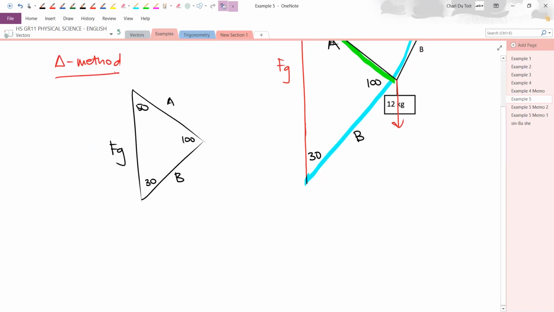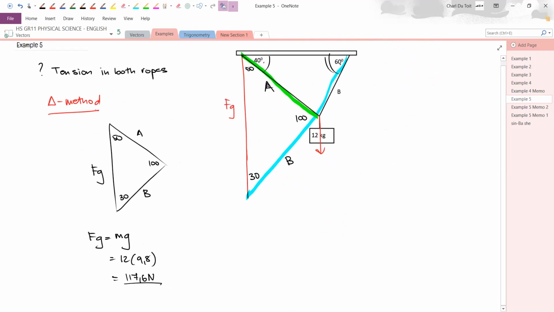And now I'm going to use the sine rule. I'm just going to get FG first. FG is mg, and that is mass times 9,8. Now just get that value first, and that is 117,6 newtons. Okay, cool. So now let's set up the sine rule. I'm going to do A over sine 30 and FG over sine 100. Remember, I want to know what A is. So A goes on top over sine 30, and that equals FG over sine 100, which is 117,6 over sine 100.